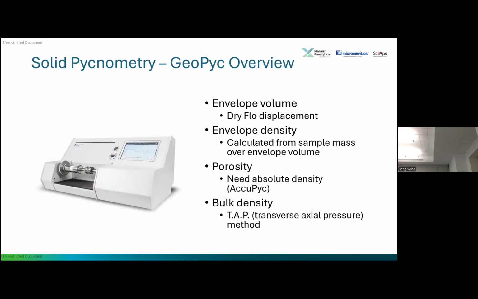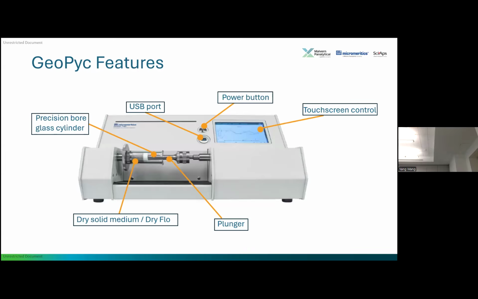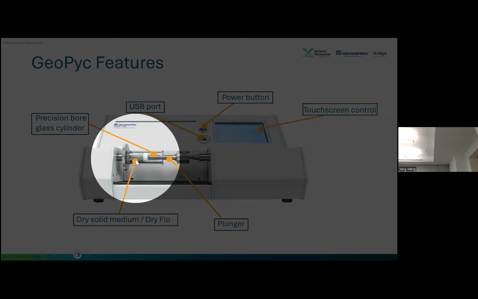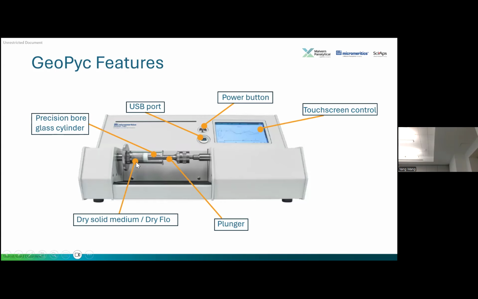Jumping to the GeoPyc, I mentioned this is for envelope density. You can get porosity when you know the skeletal density from the AccuPyc. It also gives you tap density, which is when you have a powder and you compress it. The main purpose of this instrument is that we have this material called DryFlo, and we're looking at envelope density. If you're looking at pellets or tablets and you want to get the envelope density, I know that in pharmaceuticals, they use it for testing the ribbons that are used to make tablets.